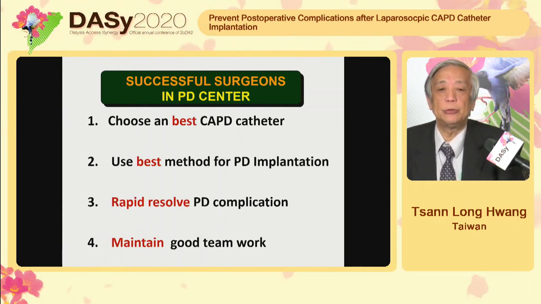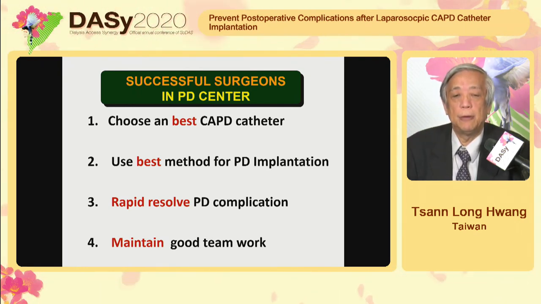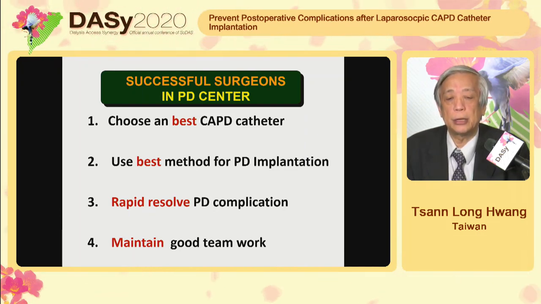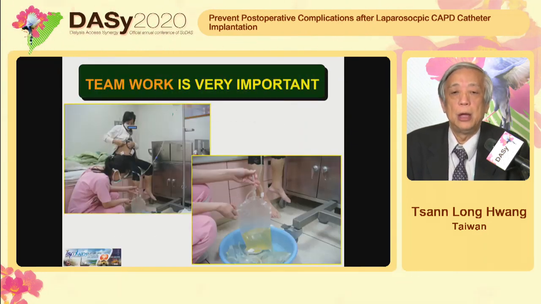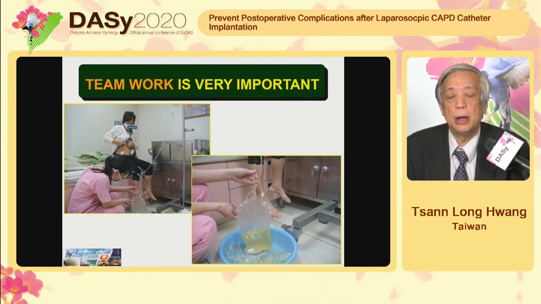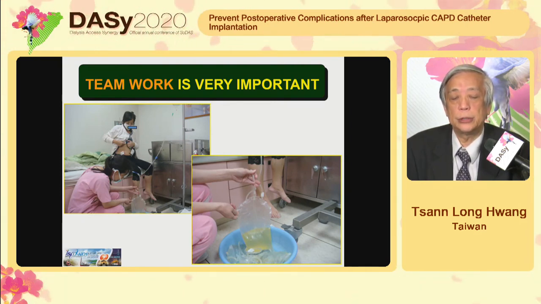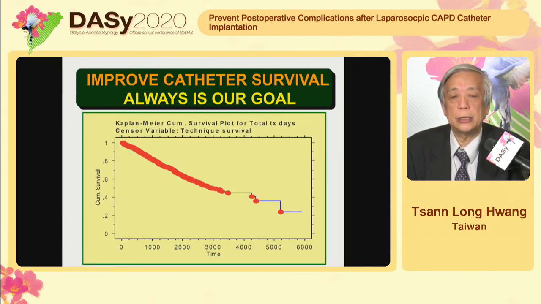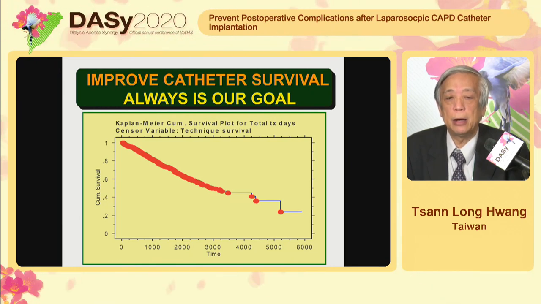A successful surgeon should choose the best catheter for CAPD and the best method for PD implantation, and rapidly resolve or prevent complications. And last, you should keep very good teamwork. We are lucky in such a big hospital. We founded this team almost 28 years ago, and all the nurses and attending physicians cooperate with the nephrologists, so we can resolve every complication very quickly. We keep our CAPD catheter survival rate around 40 to 50%.